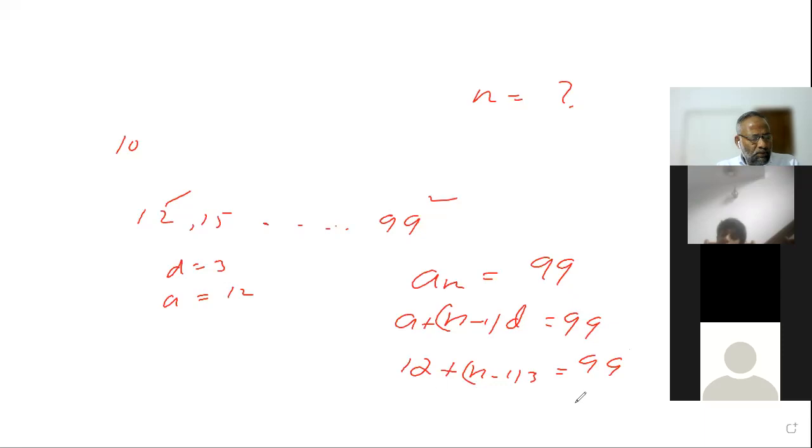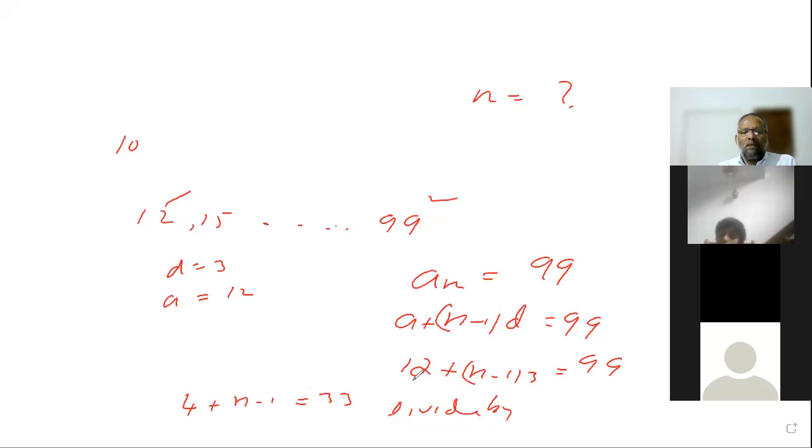I think it is correct. Okay. Now we can make the equation. This is an equation. You can play with the equation. Divide by 3 everywhere. Make it short. Divide by 3. No need of carrying. 12 we can write as 12 divided by 3. What is that? 4. 4 plus n minus 1, that is equal to 33. Divide by 3. Simplify it.